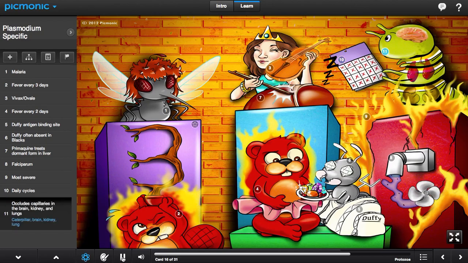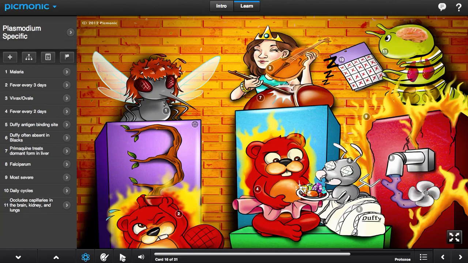This particular species can cause the surface properties of infected red blood cells to change, leading to the occlusion of red blood cells in capillaries. This is illustrated by the visible brain, kidneys, and lungs in the capillary caterpillar.